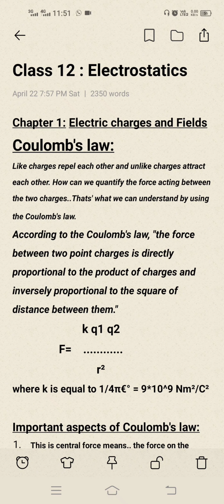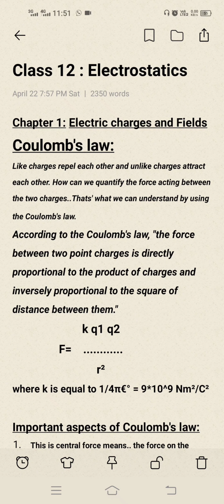Let us suppose we have two charges Q1 and Q2 separated by some distance r and placed in vacuum. According to Coulomb's law, the force between two point charges is directly proportional to the product of charges and inversely proportional to the square of distance between them. So we can write Coulomb's law as F equal to K Q1 Q2 upon r square, where K is equal to 1 upon 4 pi epsilon naught, which is numerically equal to 9 into 10 to the power 9 Newton meter square per Coulomb square.